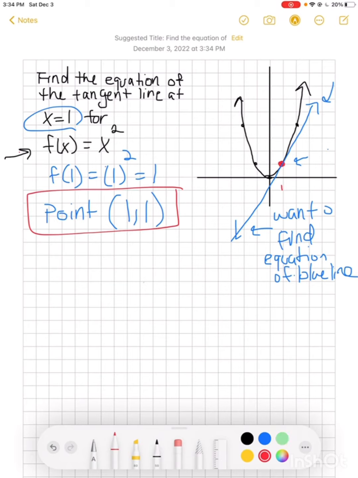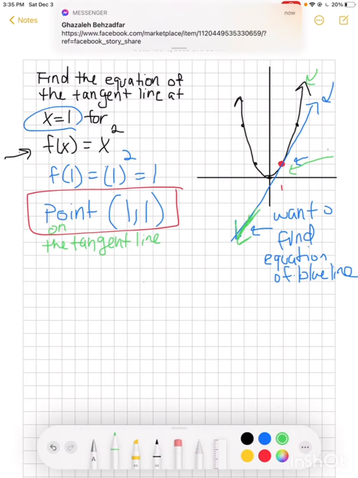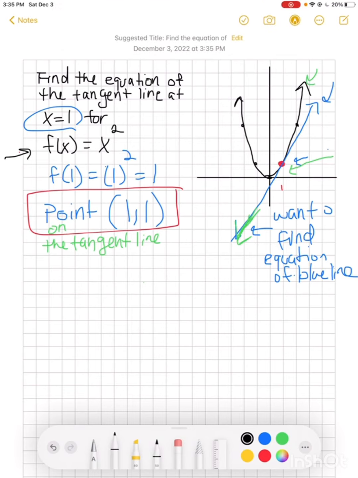But what's really important about this point is that, yes, it's on the graph, but it's also on the tangent line. So this point is on the tangent line that we want the equation of. So we're one step closer to finding the equation of this line. Well, what else can we use? If we just have one point, what we need to find is the slope of this line, and then we can determine the actual equation of the line. Well, how do we find the slope of the tangent line? That's where the derivative comes in, and that's the whole beauty of the derivative: with very minimal information, we can determine the slope of this blue line.